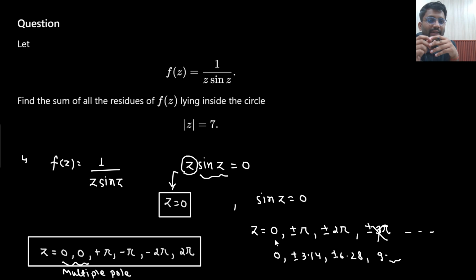Sir, sin z will also say that at z equals 0 I will make it 0, and z equals 0 will also say that at z equals 0 I am making it 0. So at z equals 0 there is a multiple pole. At z equals 0 there is a pole of order 2.